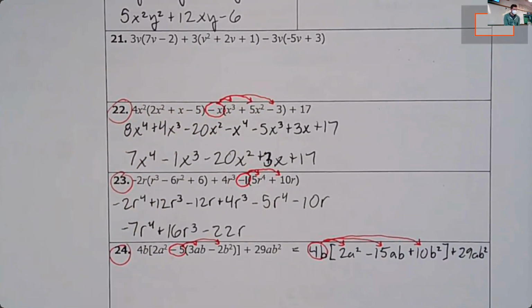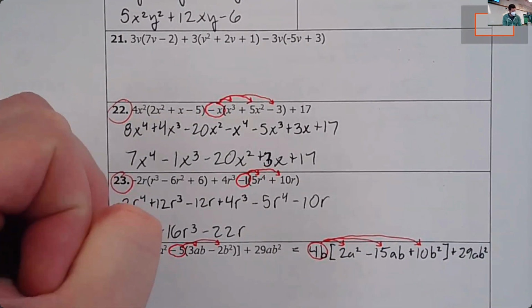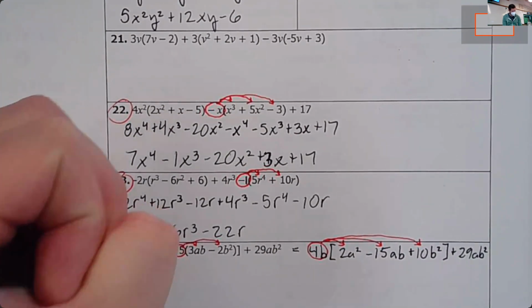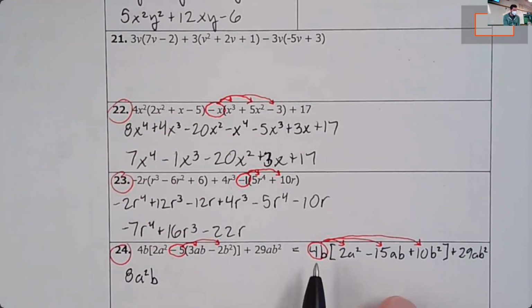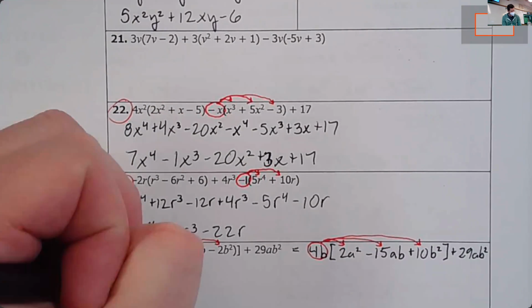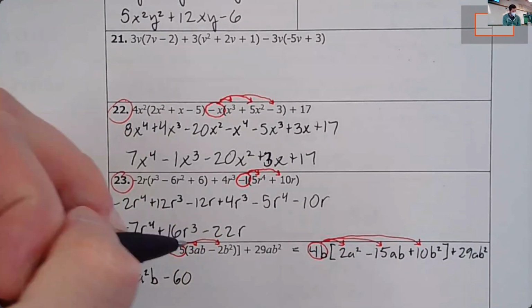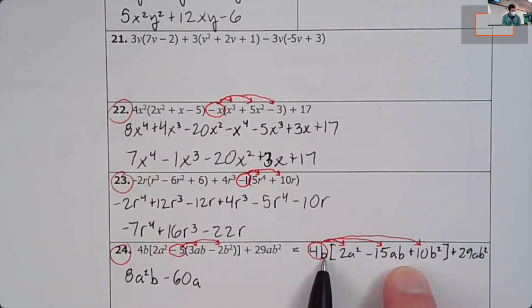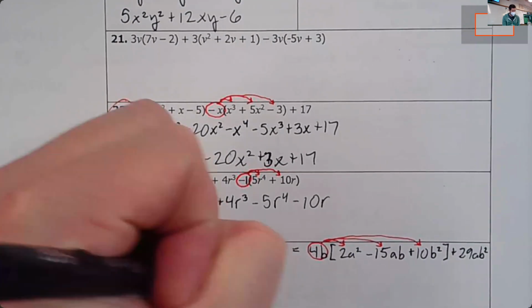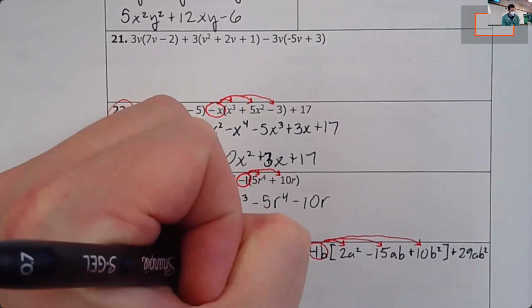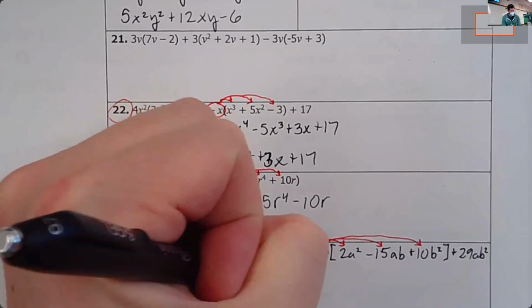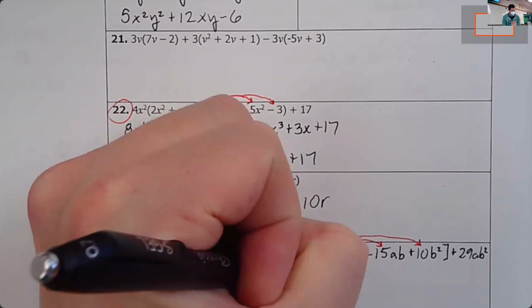And when we do that, 4 times 2 is 8. And then we've got the a squared with the b, because we're bringing a b along with it. 4 times negative 15 would be a minus 60. And then a, b and b would be b to the second power, ab squared. And then 4 times 10 is 40, so plus 40. And then b to the second would be b to the third. And we still have this plus 29ab to the second power on the end.